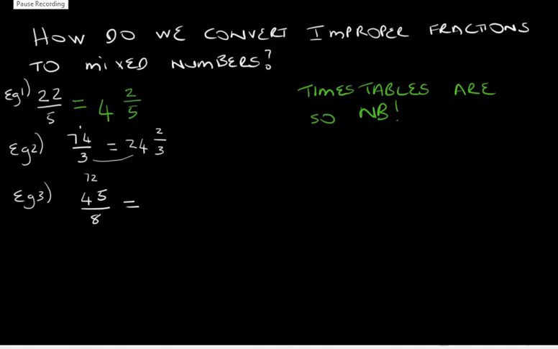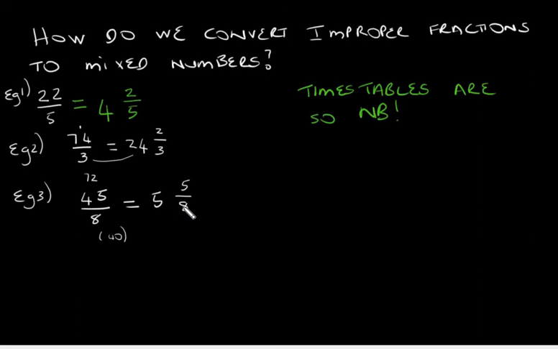Before we do, I wanted to remind you that your times tables are so important, because if you can't tell me, for example in this example, that 8 goes into 45 5 times, then you are going to struggle to answer the question. So please revise your times tables regularly and make sure that you know your times tables up to the 12 times tables. So 8 divides into 45 5 times, and you know that 8 times 5 is 40. What are we left with? We are left with 5, because 40 plus 5 gives you 45. And so that will give me 5 over 8.